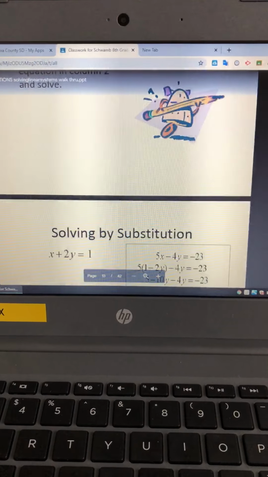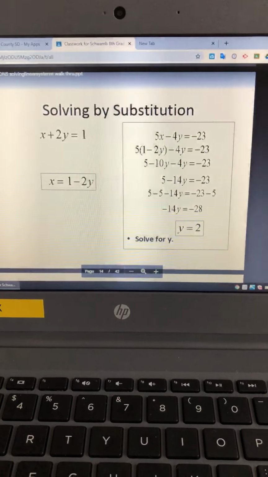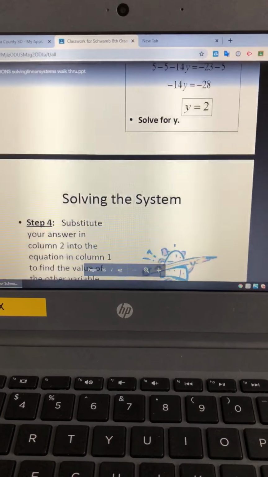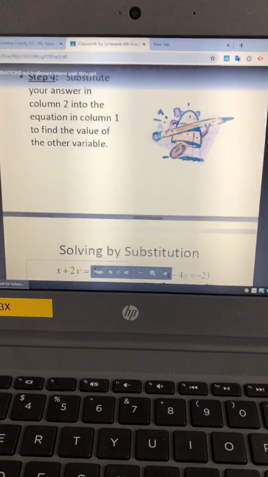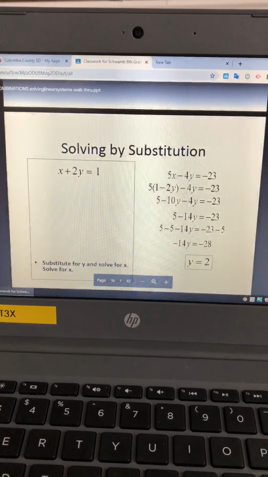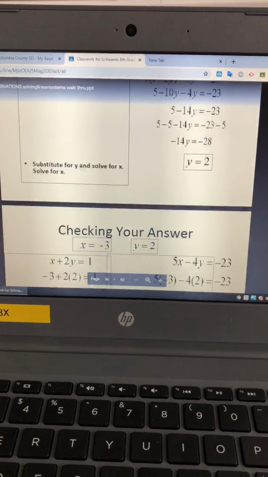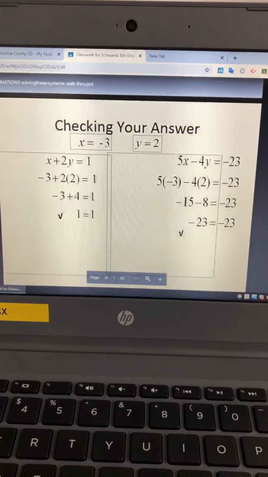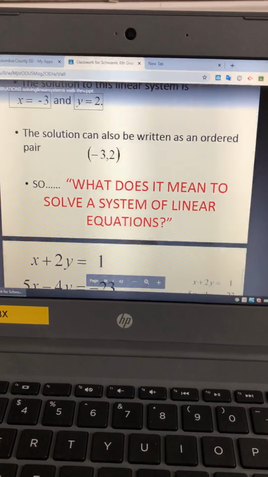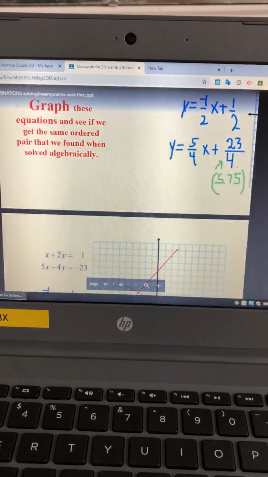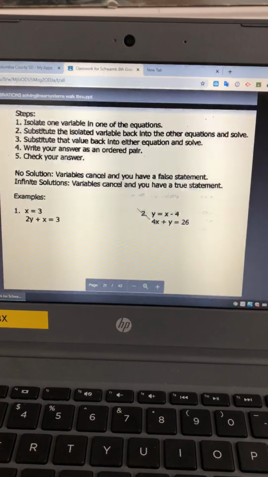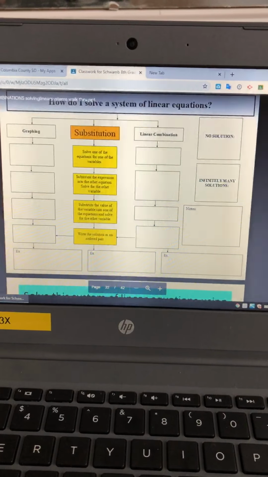So if you go back and watch the video from last week, you can get some more insight on how to do the substitution method. Also go back and look at those videos that I posted from last week. Today we're going to look at a third method, so not the graphing. So we've done graphing and we've done substitution.